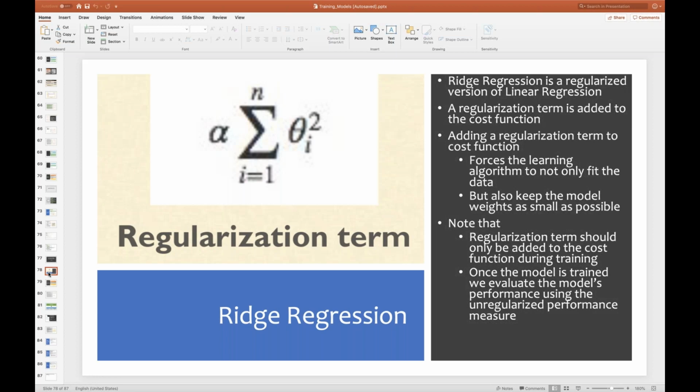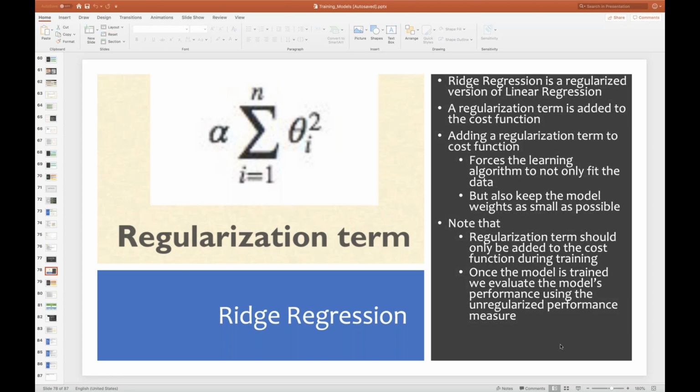Ridge regression is a regularized version of linear regression. A regularization term is added to the cost function. Adding a regularization term to the cost function forces the learning algorithm to not only fit the data but also keep the model weights as small as possible. This is the best benefit you get. Now, note that the regularization term should only be added to the cost function during training only. Very important step. Once the model is trained, we evaluate the model performance using the unregularized performance measure. Do not fall into the trap.